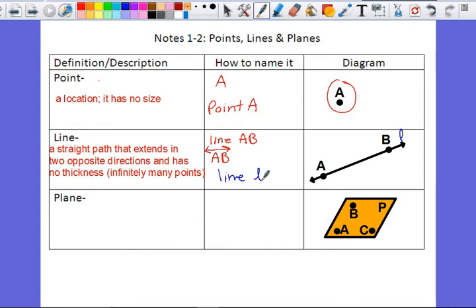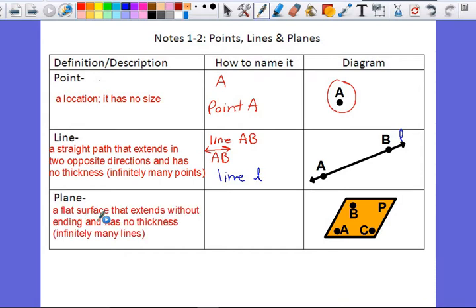All right. Next up, we have a plane. A plane is a flat surface that extends without ending, and it has no thickness. It contains infinitely many lines. So a plane, to think about it, is like a piece of paper that goes on forever and ever and ever. It never ends. So it's a flat surface like that.